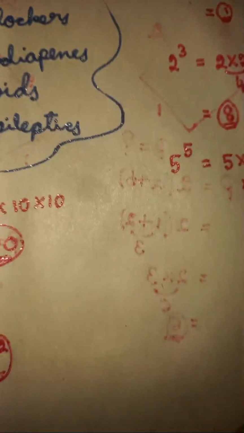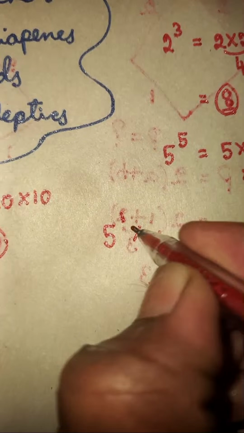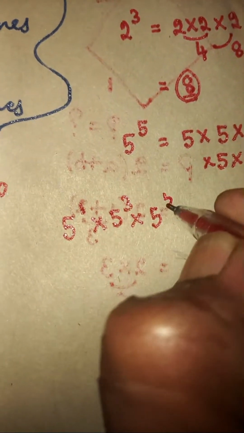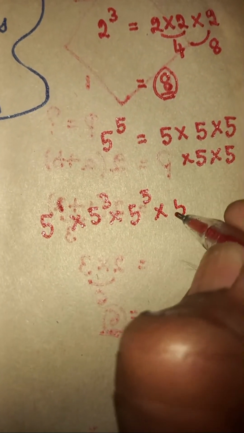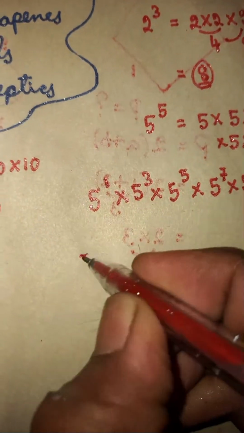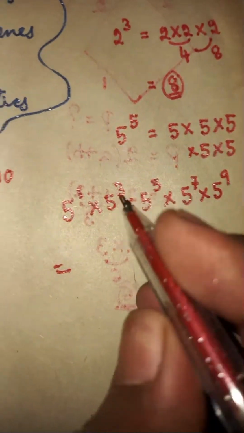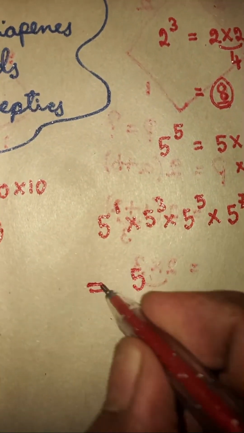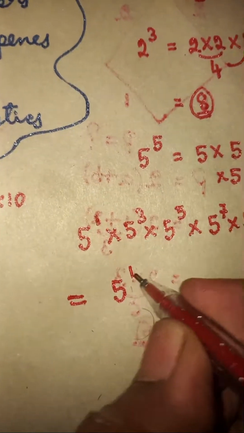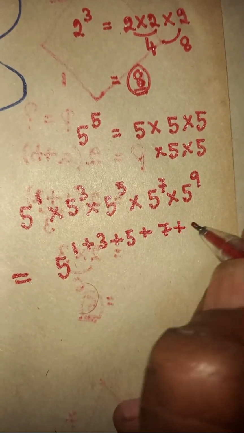And let's find out one more problem. Here they have given 5 power of 1 times 5 power of 3 times 5 power of 5 times 5 power of 7 times 5 power of 9. Here also you can take the base common. In all of them 5 is the common base. You can add up the powers: 1 plus 3 plus 5 plus 7 plus 9.